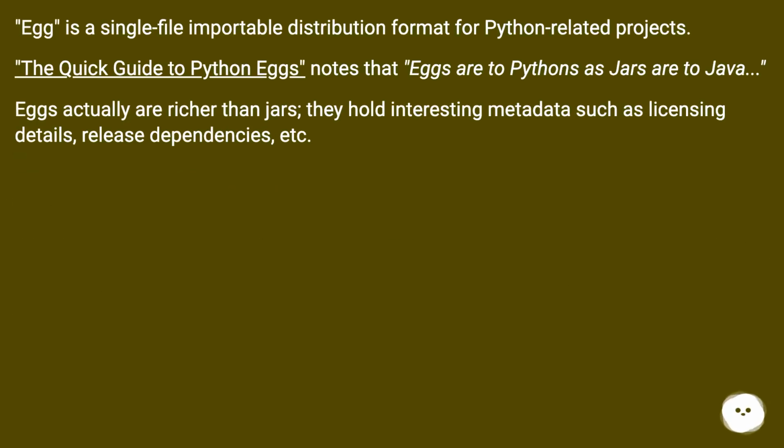Egg is a single-file importable distribution format for Python-related projects. The Quick Guide to Python Eggs notes that eggs are to Python as jars are to Java. Eggs actually are richer than jars. They hold interesting metadata such as licensing details, release dependencies, etc.